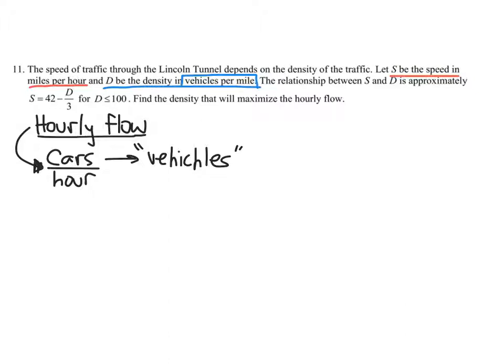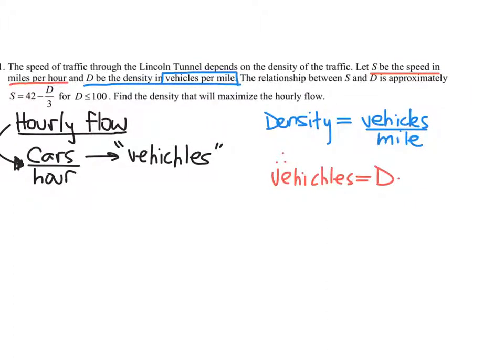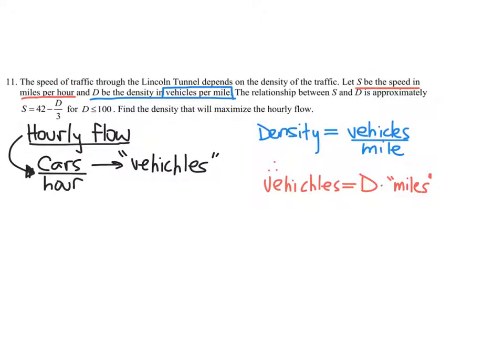All right, so the density is given in vehicles per mile, so let's just make a note of that. So just looking at the units, I could say that the number of vehicles would be density times the number of miles. All right, so when we're creating our relationship, I could make a substitution off the bat: density times the number of miles per hour.